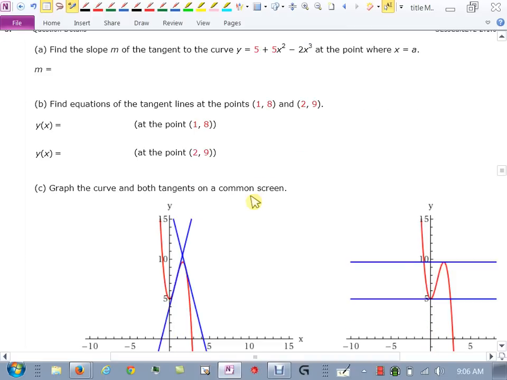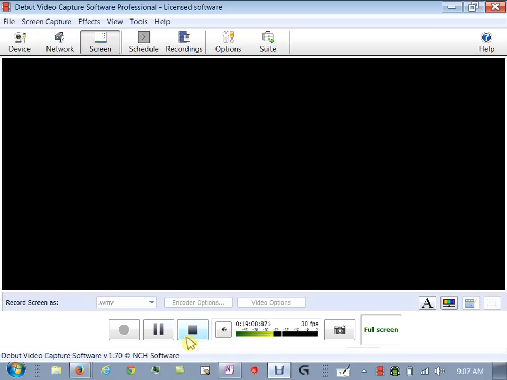All right, find the slope m of the tangent to the curve, and they give you a curve there, at the point x equals a. So what we want here is to find a general tangent, the slope of a tangent line. So we're not going to use a specific number, and we get to choose which definition we want to use at this point.